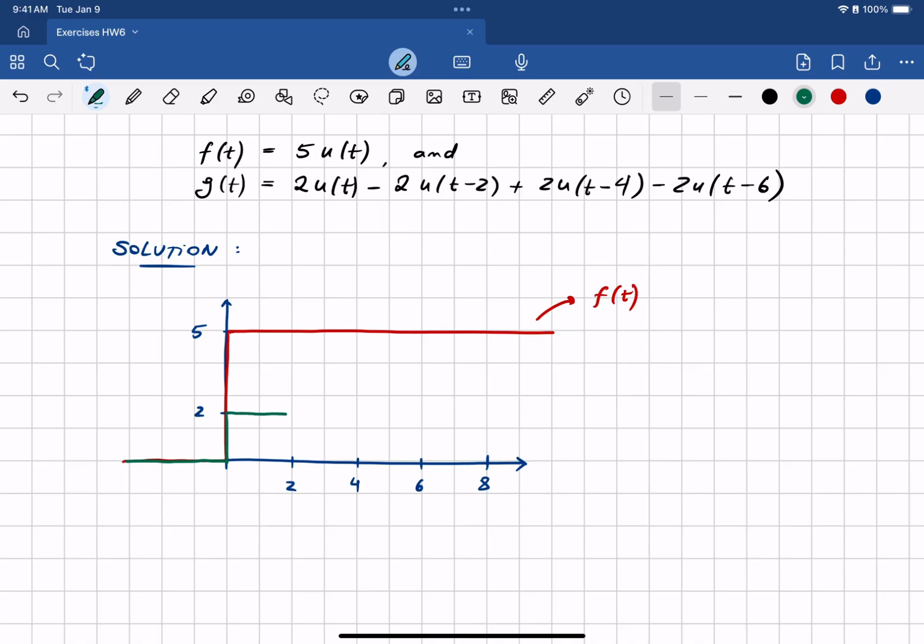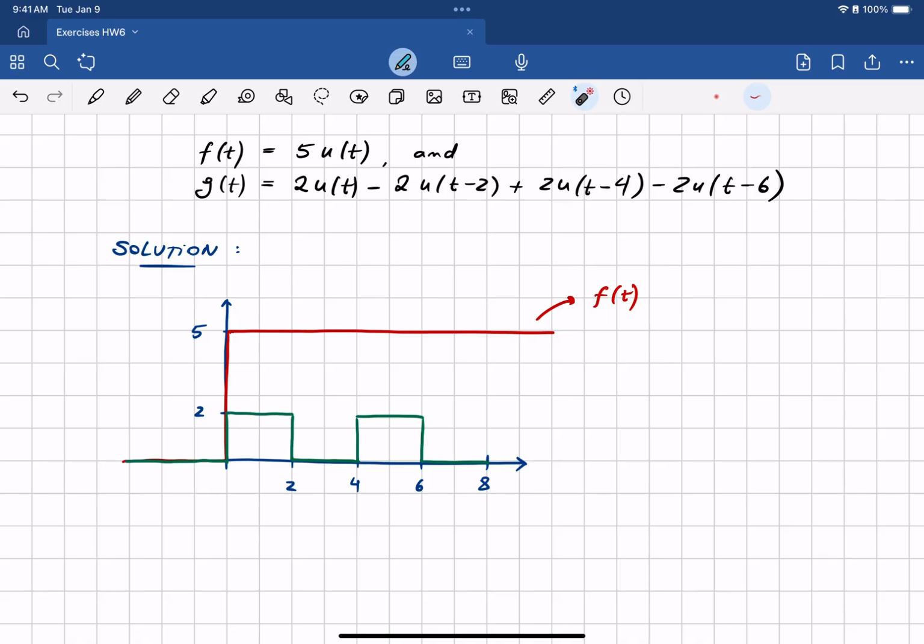And then at t equals 2, we have another step that's subtract 2. So at t equals 2, the second step is activated, and we go to 0. And then at t equals 4, another step is activated, and it adds 2. Perfect. And we go up by 2. And then at t equals 6, the step goes down, and we have the addition of this one.